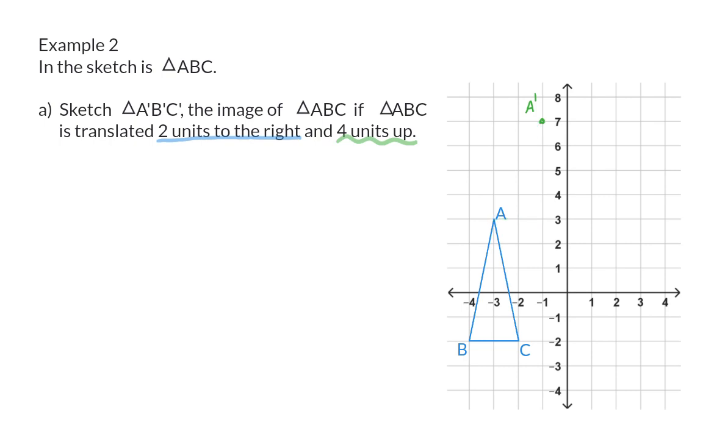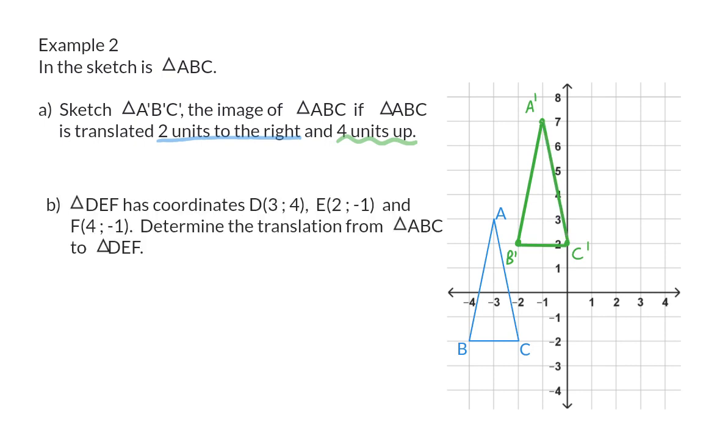Similarly, I'm going to take point B and move it 2 units to the right and 4 units up, so B prime is at (-2, 2). And finally, I'll take point C and move it 2 units to the right and 4 units up, so C prime is at (0, 2). And now I can draw the new triangle, and this will be the image of the original triangle.